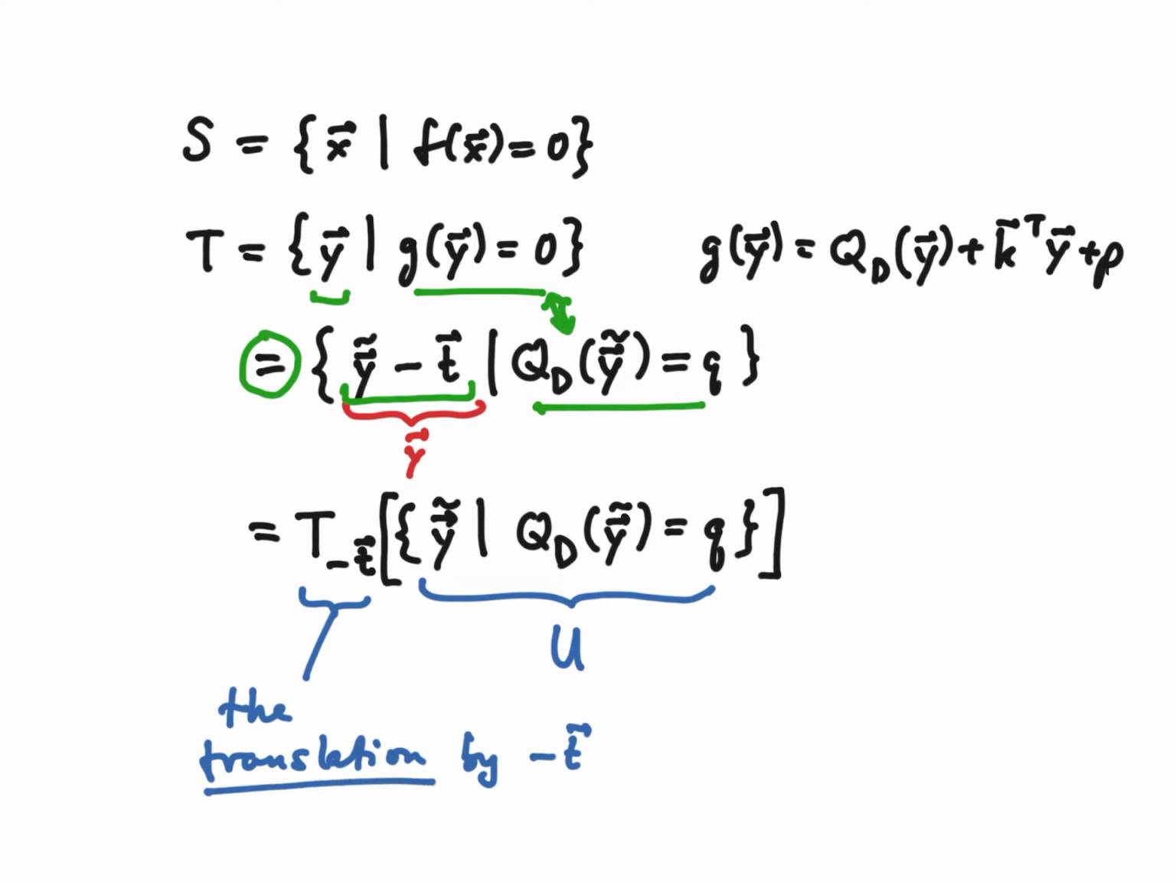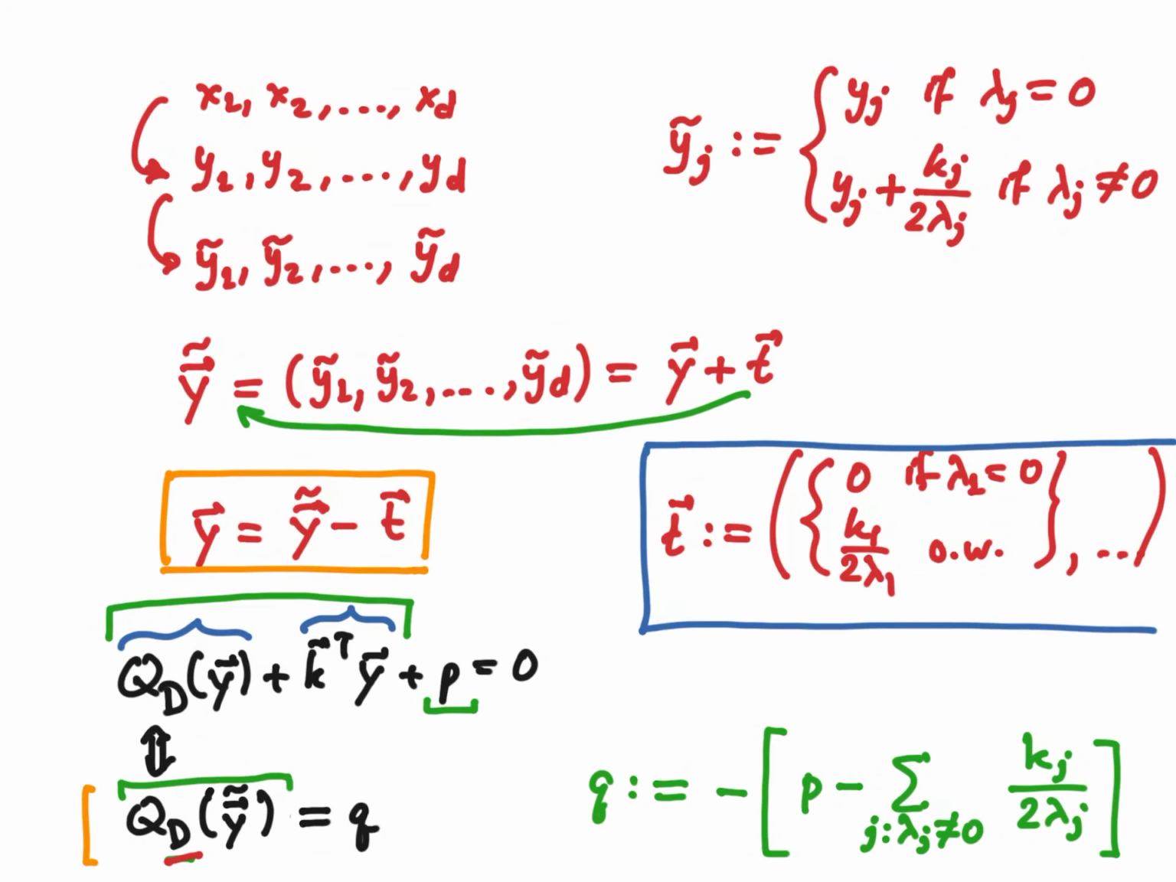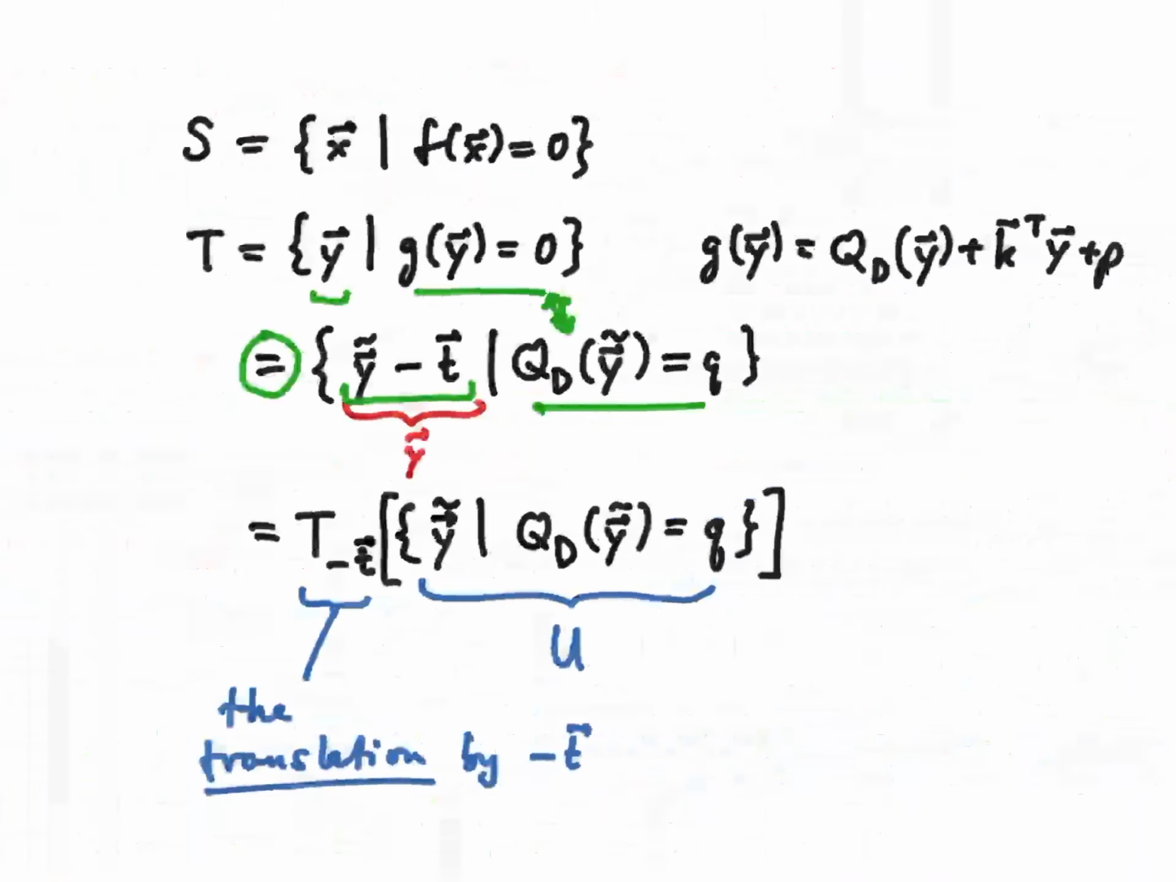Right, so notice that it's not the same translation as the plus t before. It's the inverse translation of that. It's translating by the vector minus t. But nevertheless, it's just some translation that we know. We can calculate the vector t. We have a formula for it here. It's a bit of a complicated formula because each component has a piecewise formula to it. But nevertheless, we can calculate that vector.